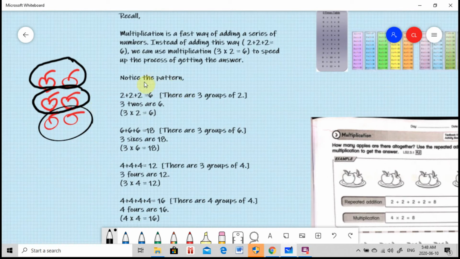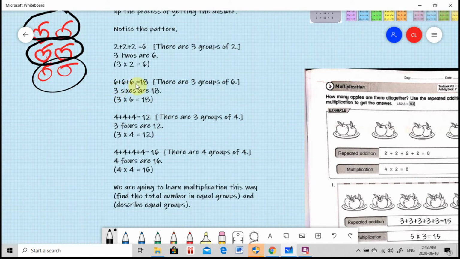The same thing for others. For example, 6 plus 6 plus 6 would be 18. There are 3 groups of 6. 3 sixes are 18. So 3 times 6 equals 18. But this one is 4 plus 4 plus 4. We have 12. If you want to do it a fast way, we can just take 3 times 4, because we have 3 groups of 4. We have one group here, another group here, and the last group here. So 3 times 4 is 12.